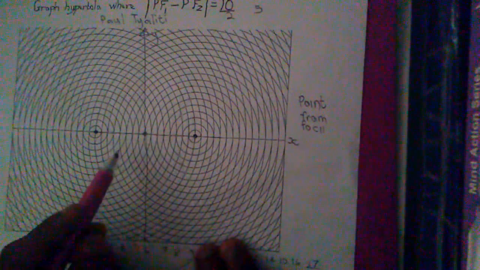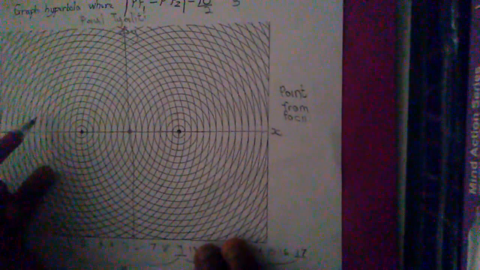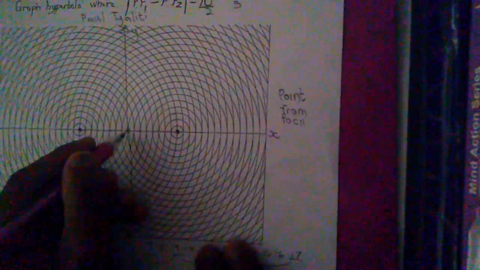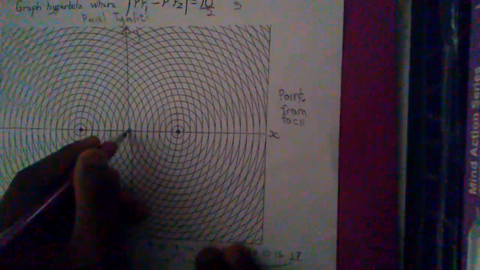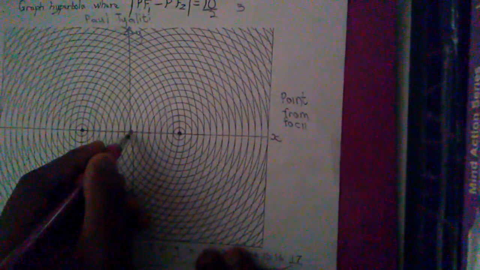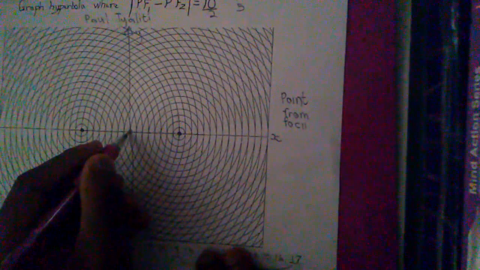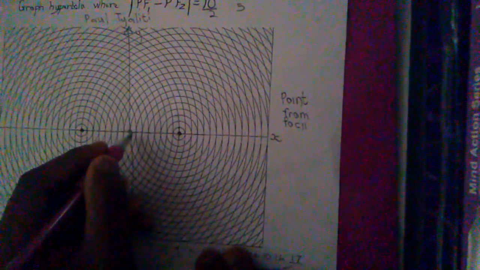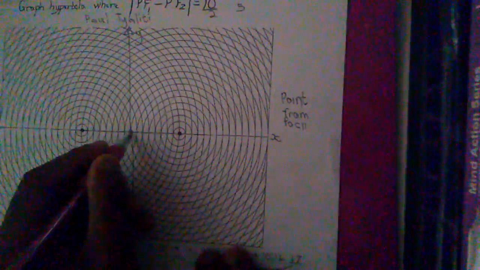So now what we will do is count. From here, what number is 5 units? From here we count 5 units away to the left. From here we count 5 units away to the right.